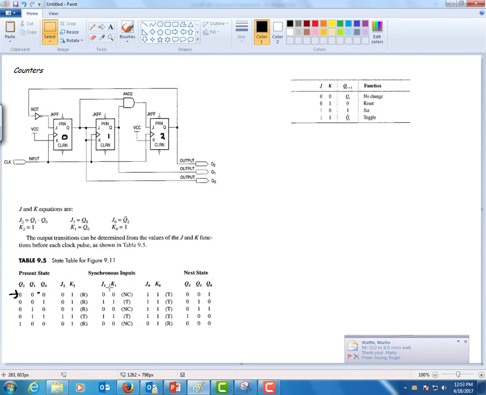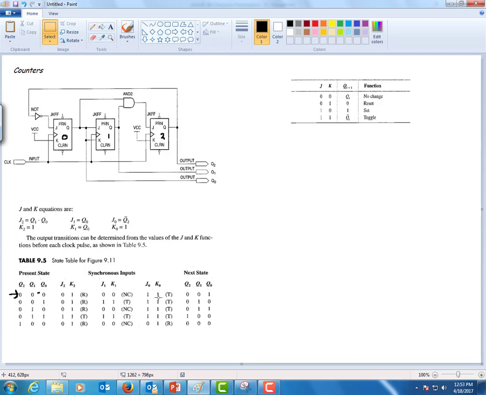Next, if we look at J1 and K1, well, J1, K1, they're both tied to Q0. So if we come back here, what's Q0? Q0 is 0. So both J1 and K1 are 0. And if you recall, if neither J or K are high or active, then the output will not change. So that's known as the no change state, or no change. I don't think it's a state, but it's no change. And you can see up here from the truth table for a JK flip-flop, no change.